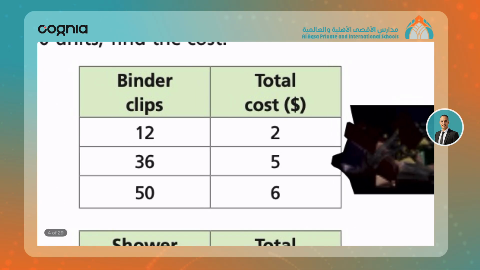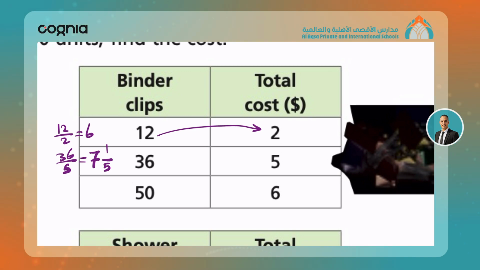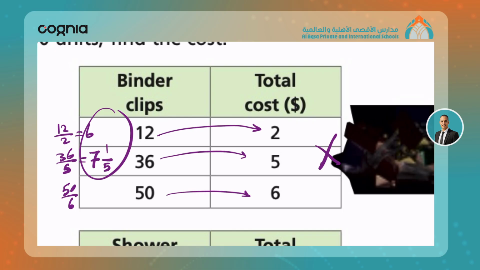Okay, now let's see the binder clips and the total cost. Okay, easy way here. Divide 12 divided by 2, and that is equal to 6. 36 divided by 5. The closest thing is 35. So 35 divided by 5 is 7. And we have 1 remaining. So 7 and 1/5. And 50 divided by 6. Actually, we don't need that. You don't have here the same ratios, so you can stop here and say these are not proportional.